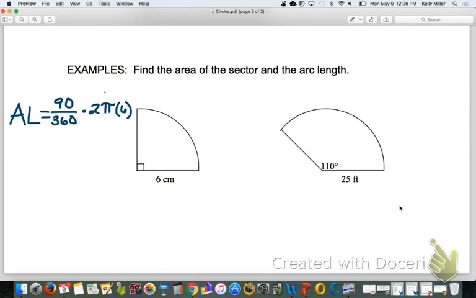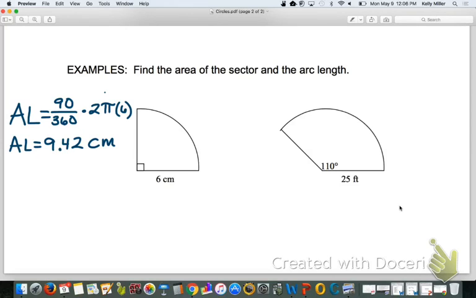What are you guys getting for a number? Yep, that's what I'm getting. So my arc length is equal to 9.42. My units are centimeters. So if I took an actual measuring tape and measured it from point A to point B, that arc's length would be 9.42 centimeters.